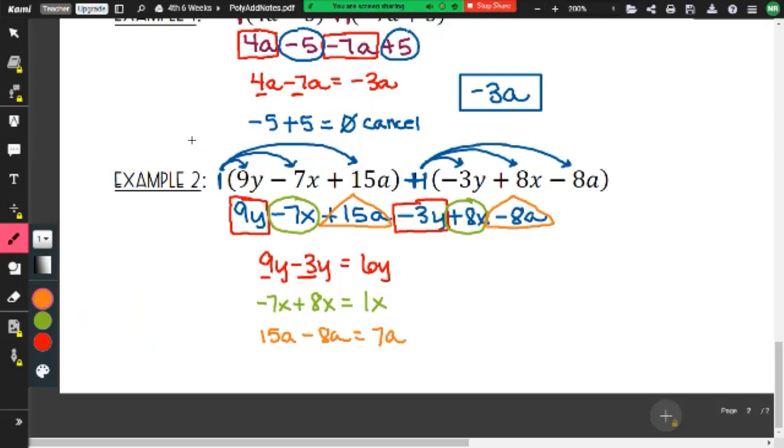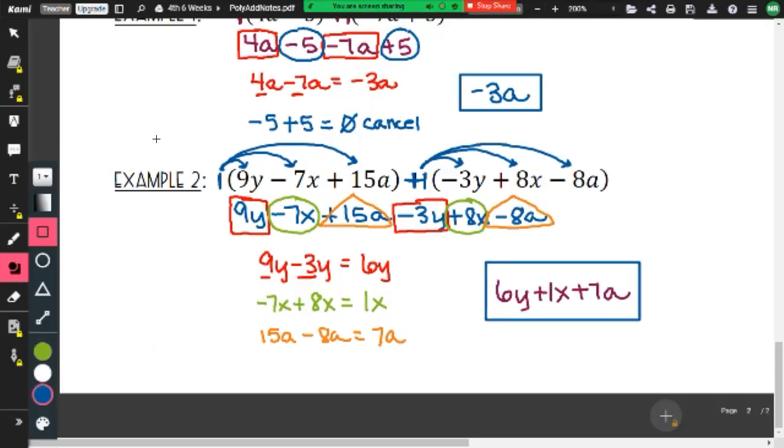7a. Now, can I add 6, 1, and 7? No, they're not like terms. They cannot be added. So I'm just putting them together, 6y. It's a positive 1x, so plus 1x, positive 7a plus 7a.